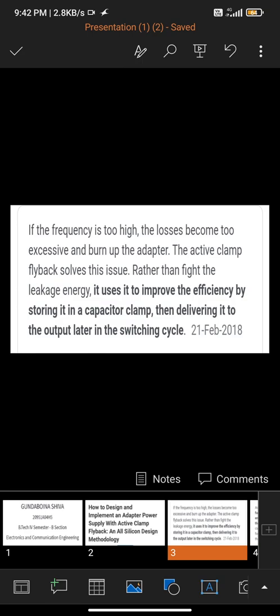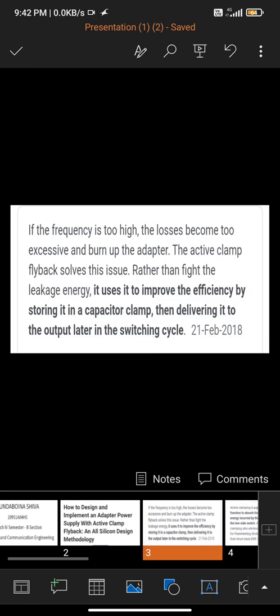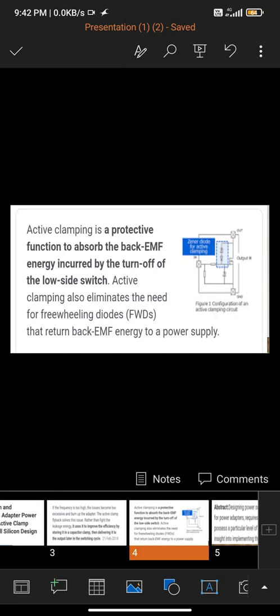If the frequency is too high, the loss becomes excessive and can burn up the adapter. The active clamp flyback solves this issue. Rather than fighting the leakage energy, it uses it to improve the efficiency by storing it in a clamp capacitor, then delivering it to the output in the switch cycle. Active clamping.